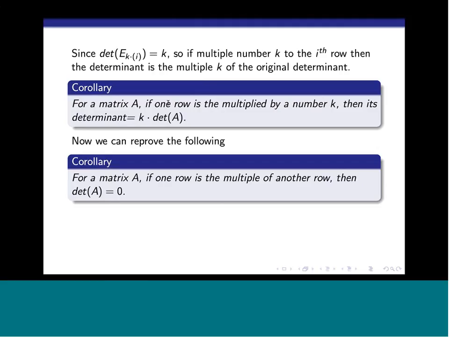So if one row is a multiple of another row, you can also say the determinant is 0, because you can produce a row of zeros.